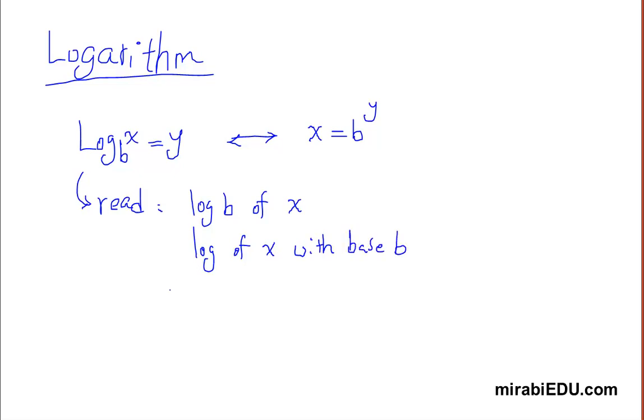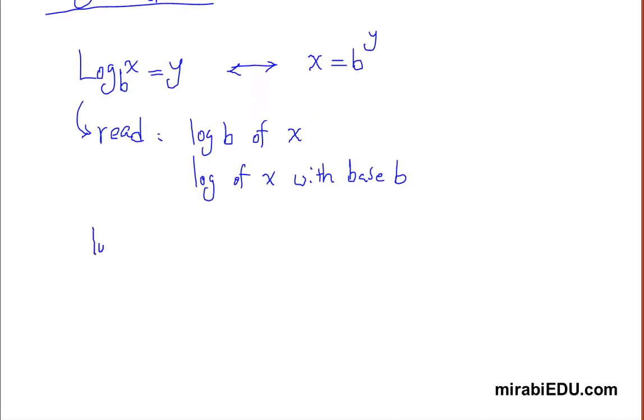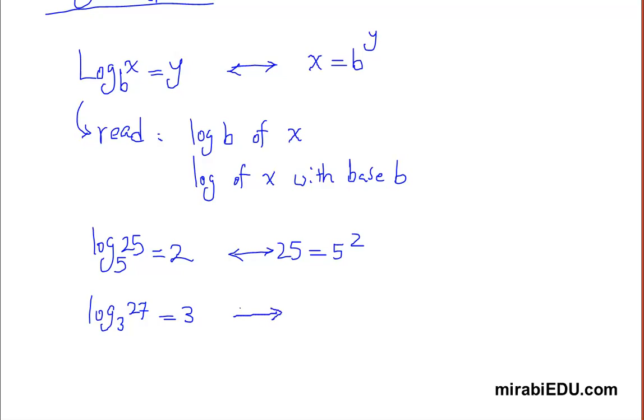Okay, so let's apply it in some examples. For example, logarithm of 25 with base 5 is equal to 2. Why? Because we can write 25 as the second power of 5, like this. So 5 to the second power is 25, therefore log 5 of 25 is 2. And therefore log 3 of 27 is 3, because 27 can be written as 3 to the third power.